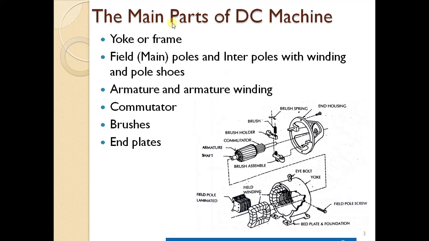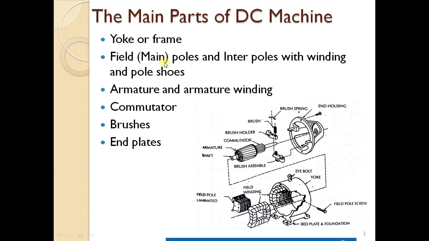Based on that working principle, we have some major components in a DC machine. One of the major components is the yoke. The yoke is the outermost cover of an electrical machine. It protects the machine and also provides a path for the magnetic flux. Where does that magnetic flux come from? The magnetic flux is produced by the field poles and interpoles along with the windings.